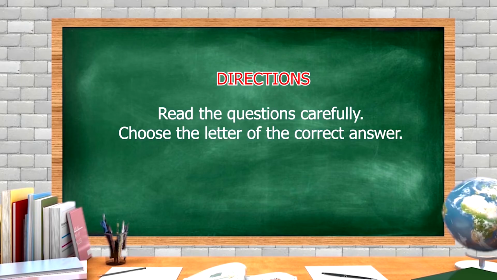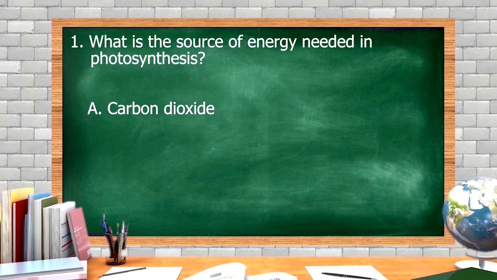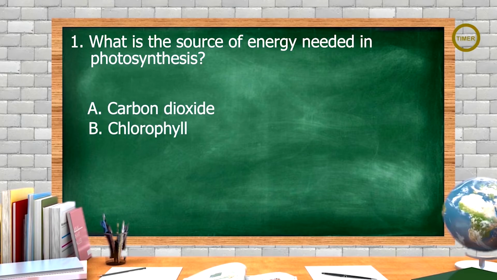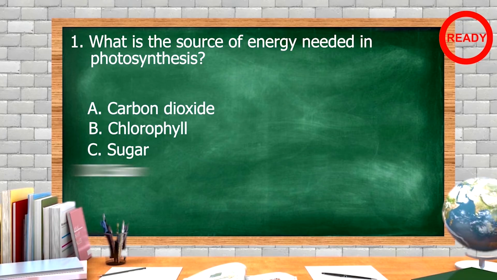Directions. Read the questions carefully. Choose the letter of the correct answer. Question 1. What is the source of energy needed in photosynthesis? A. Carbon dioxide. B. Chlorophyll. C. Sugar. D. Sun.